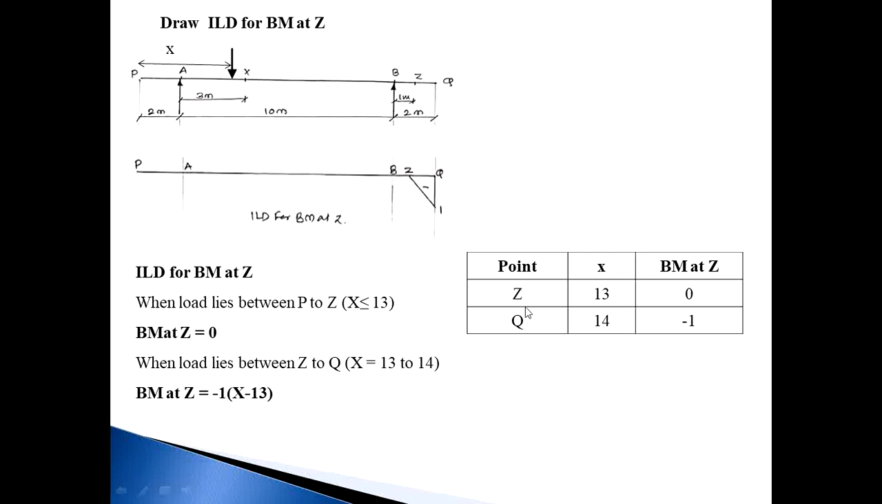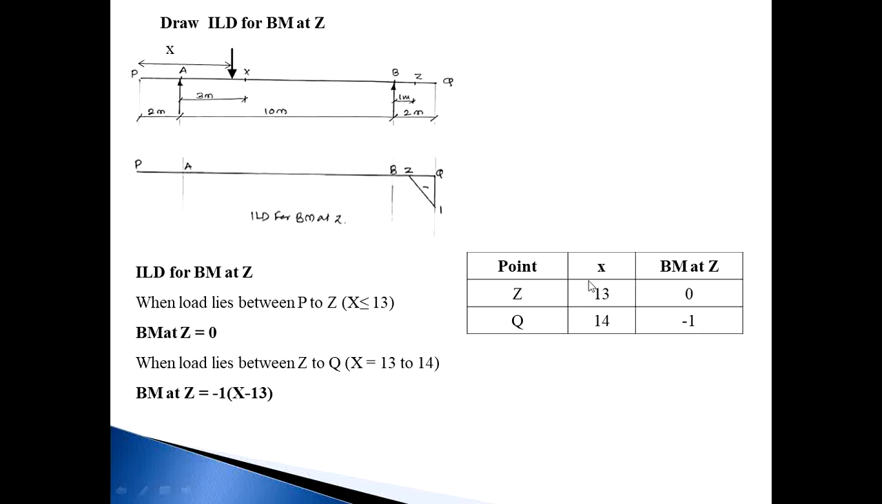So calculate Z and Q coordinates. When load comes at Z, the x value is 13. So 13 minus 13, 0. So bending moment at Z becomes 0. Then next, when load lies at point Q, the PQ distance is 14. So put this 14 in this equation. 14 minus 13, that is 1. 1 into -1, -1. So coordinates are 0 and -1.